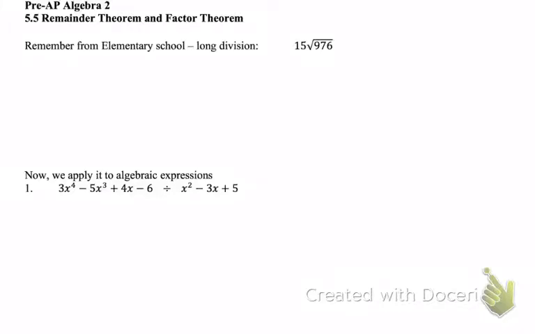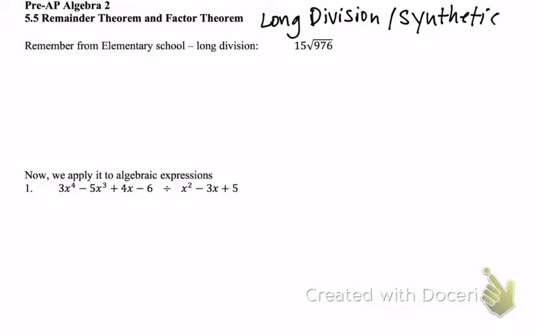So 5.5, we are going to start with dividing using long division, and then we will also divide using synthetic division. So we will start with long division, and then we will move to synthetic division. And those are just two ways that you can divide polynomials. It just depends on the situation.